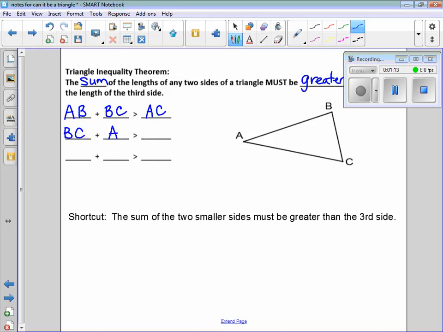BC plus AC must be greater than AB. And AC plus AB must be greater than BC.